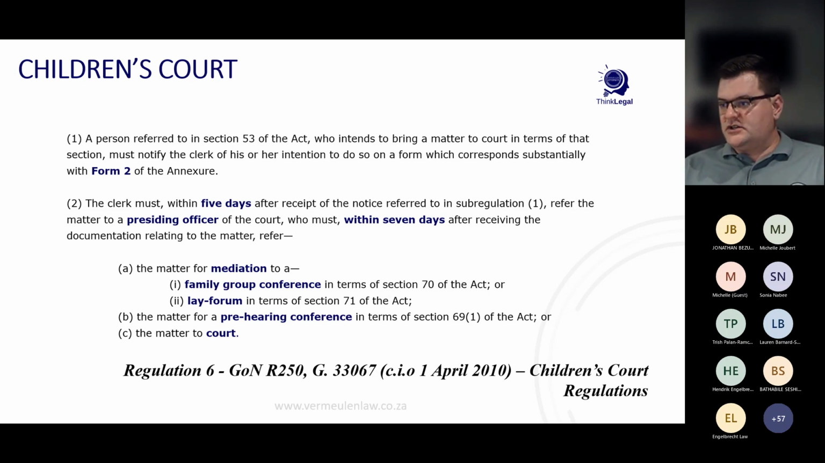Now, in subsection 2, I know I'm going to get quite a few sniggers from legal practitioners, specifically relating to the time periods.